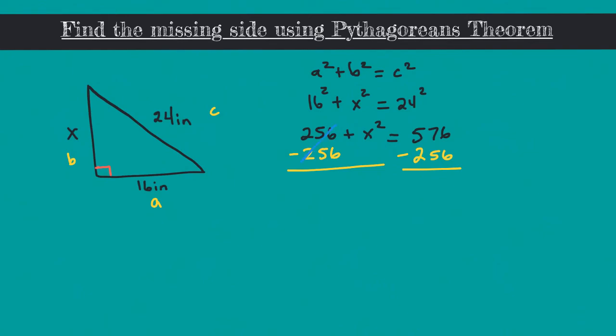256 minus 256 is 0. And we're left with x squared on the left-hand side, and that is equal to 576 minus 256, which is 320. Now, once again, as we did before, we don't want x squared. We want x by itself. And so the opposite of the square is the square root. And whatever we do on one side of the equation, we must do on the opposite side. The square root of x squared is simply x, and that is equal to the square root of 320, which is going to be approximately 17.9 inches.